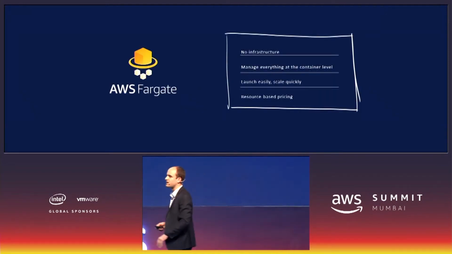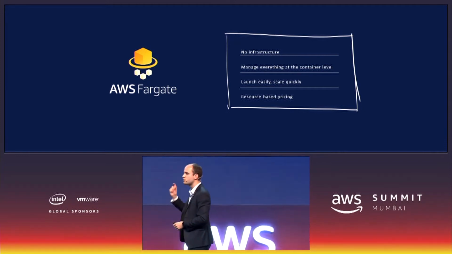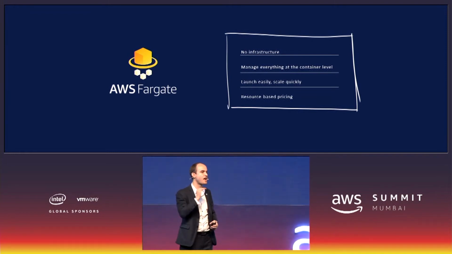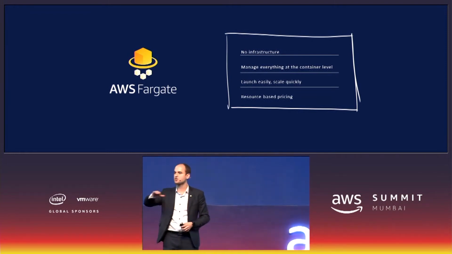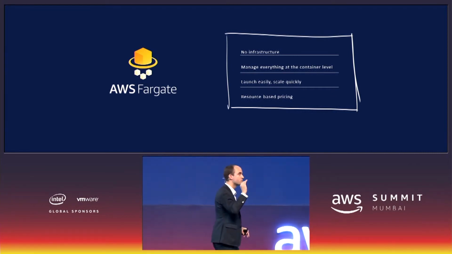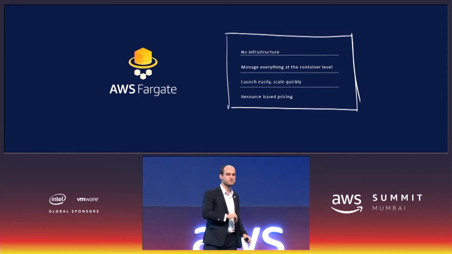Let's create AWS Fargate. What AWS Fargate allows you to do is run your container and you don't need to care about infrastructure whatsoever. We manage everything for you and you just need to manage at the container level. You don't care about the underlying infrastructure. It allows you to easily launch your container and scale it out. We take care of that. You just focus on your container.